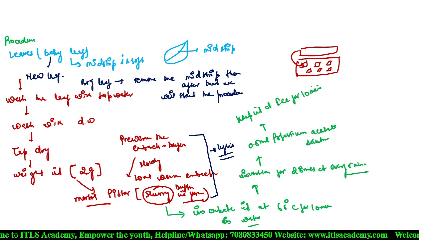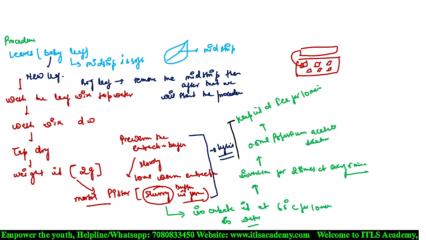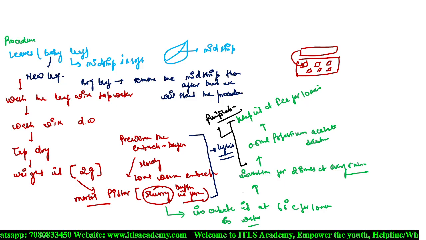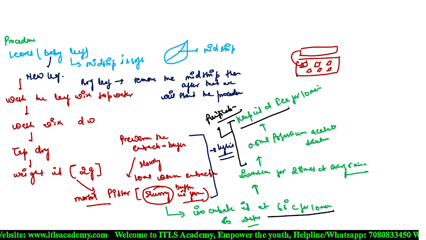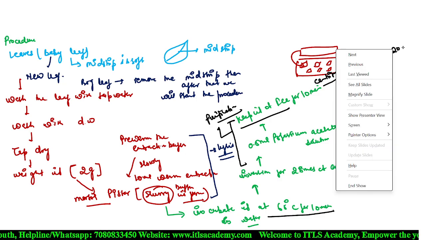Now this process is known as purification. The second step is purification. Why is it known as purification? Because first you increase its temperature, then suddenly you decrease its temperature. That's why this is known as purification. After that, you have to centrifuge it at 10,000 RPM for 20 minutes.